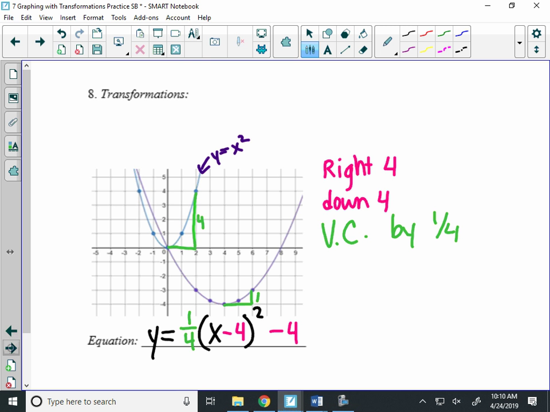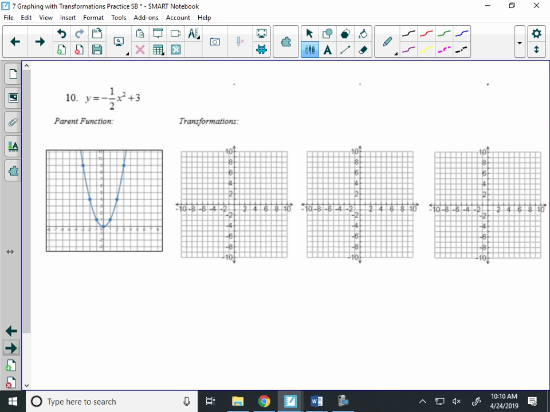All right, last one, number 10. I have negative 1/2 x squared plus 3. We're going to list the transformations and then graph each one step by step. Well, let's start with the minus in front. That means that you reflect over the x-axis. Okay. Then we have a 1/2. The 1/2 there is in front of the parentheses, which means you have a vertical compression by 1/2. And then finally, the plus 3 on the end means you're going to take that graph and move it up 3.